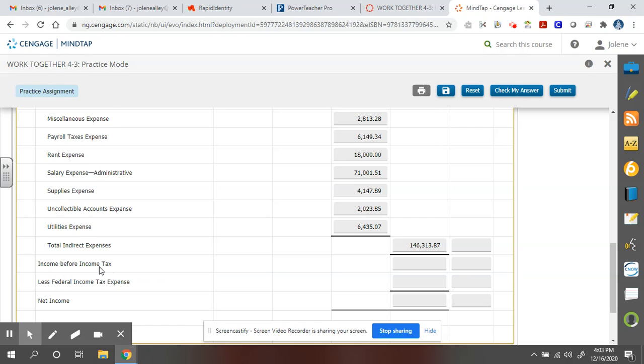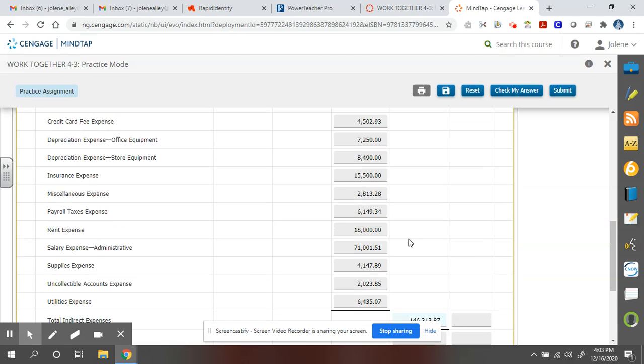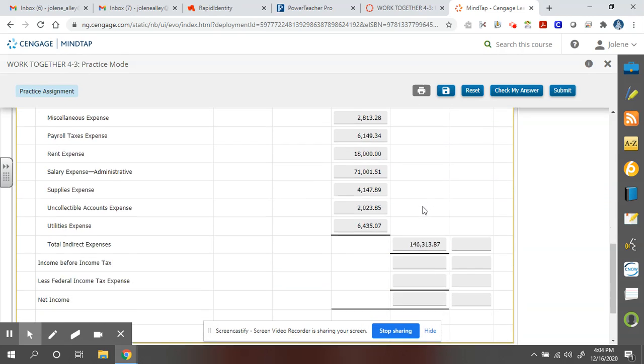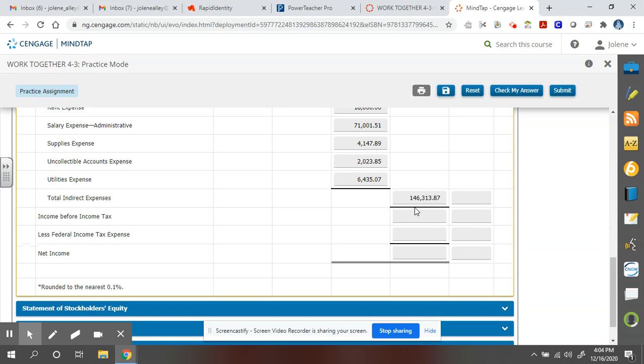Okay, it says income before income tax. So what is above this number, this indirect expenses? Remember, expenses are taken out of your profit, right? So we're going to go up in this same column here, and this right here gives us a departmental margin, 224,252.56. This is the profit that those two departments have given the store. So we're going to go down here and subtract these expenses off of it. Because you have to pay your bills.